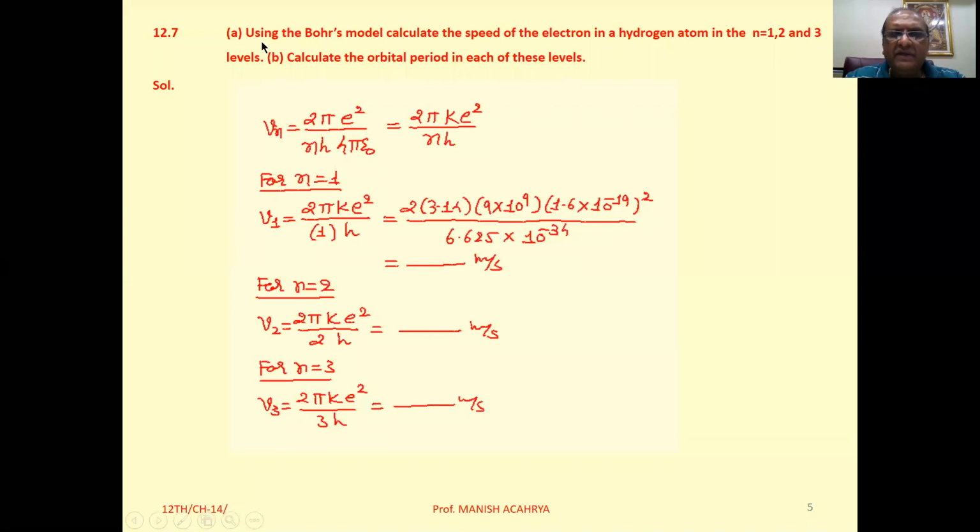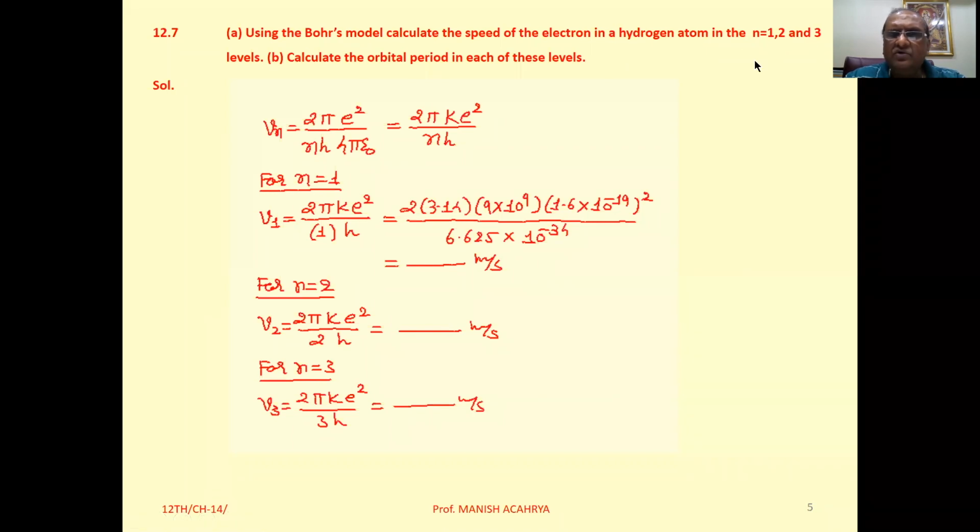12.7. A. Using Bohr's model, calculate the speed of the electron in a hydrogen atom in the n equal to 1, 2, and 3 levels. B. Calculate the orbital period in each of these cases. Okay.